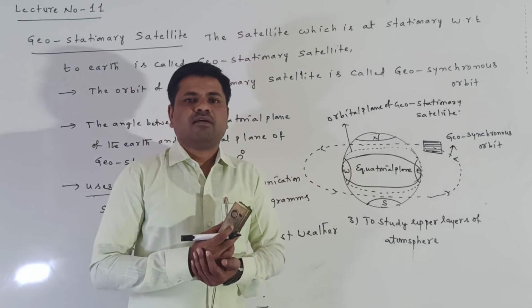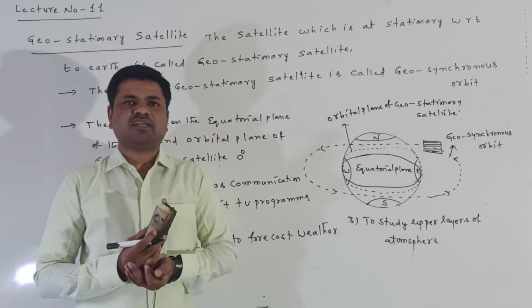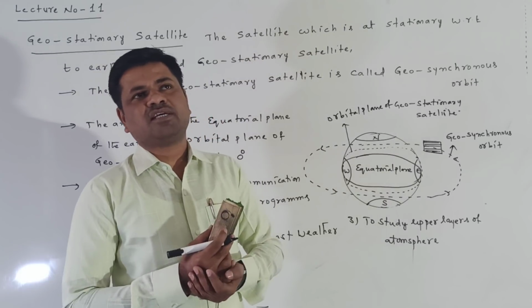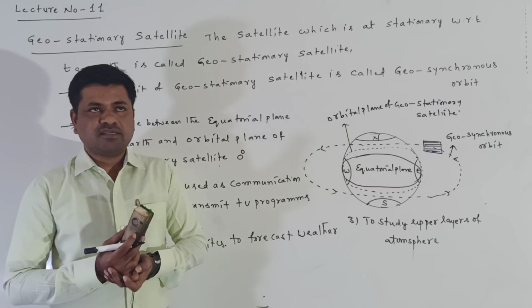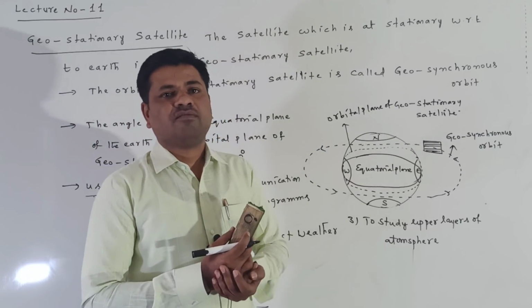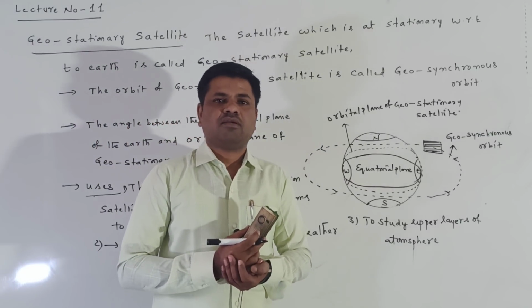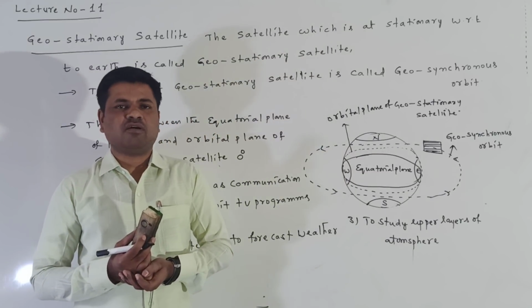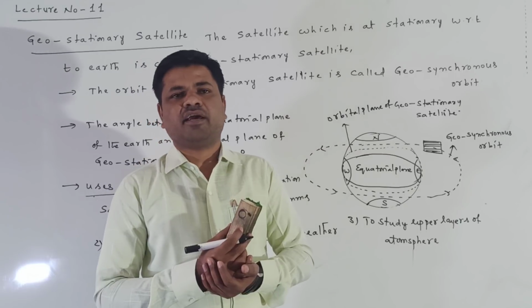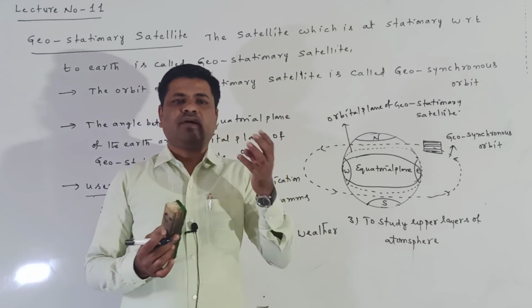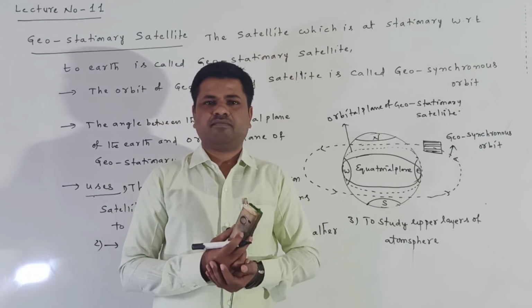Here once again, we will discuss clearly about the geostationary satellite. A geostationary satellite is stationary with respect to Earth. That satellite is called a geostationary satellite. When observing from every point on the Earth, it appears to be stationary.